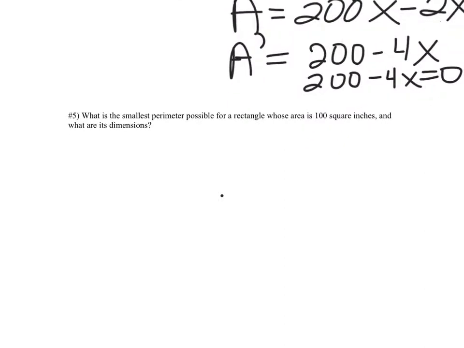Last one for the day. What is the smallest perimeter? Ooh, we're finding the minimum now. We haven't found the minimum yet. That's what I was saying before, that it's either going to be concave up if it's a minimum or concave down, but you don't need to check that because I'll have it work out the way it should. What is the smallest perimeter possible for a rectangle whose area is 100 square inches, and what are its dimensions? Any guesses?